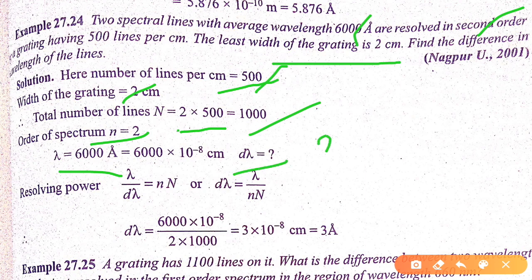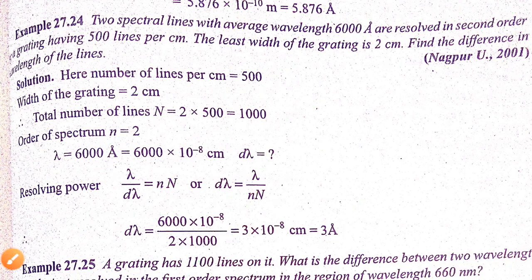The resolving power of the grating is involved here, so the resolving power formula can be used. Resolving power, lambda by d lambda, is equal to n, that is the order, into N, the number of lines. Hence d lambda is equal to lambda by nN. Put the lambda value 6000, n value and N value, then we get 3 angstroms, and this is the d lambda. This is the difference in the wavelength of the lines.